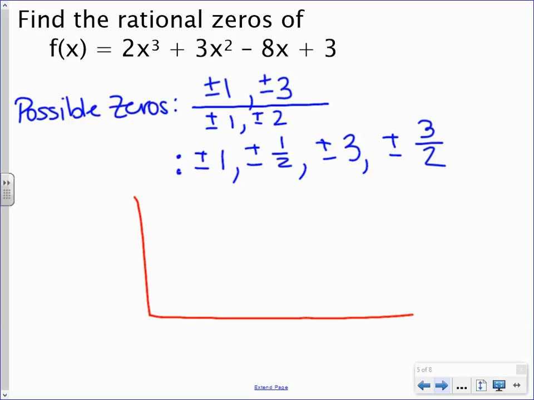Now, we're going to set up our synthetic division: 2, 3, -8, 3. Our goal is to pick one of these numbers and get a remainder of 0. Will, what number would you like to try first? 1. I think it is a great idea to start with 1 and -1.